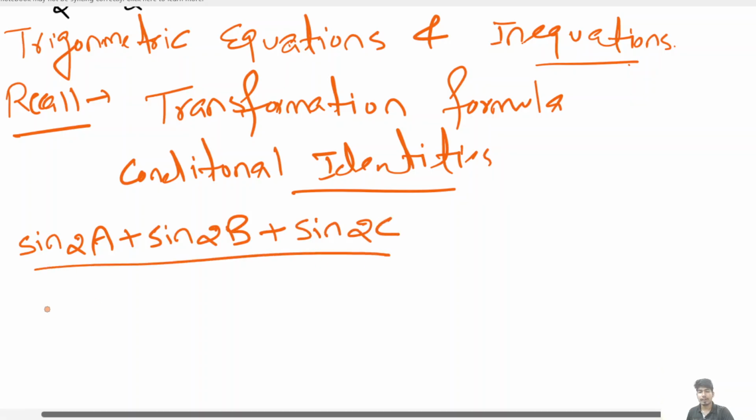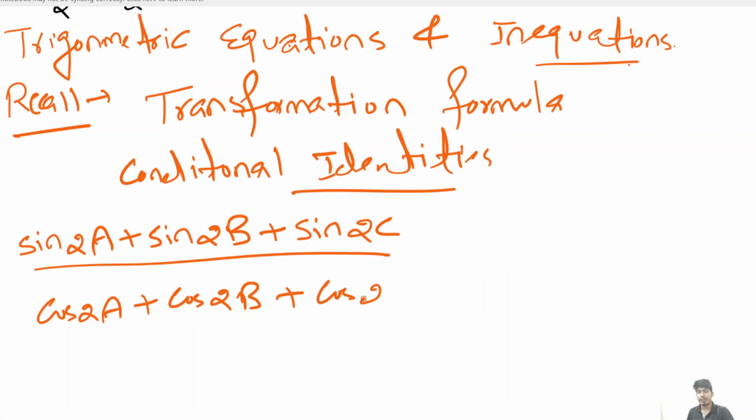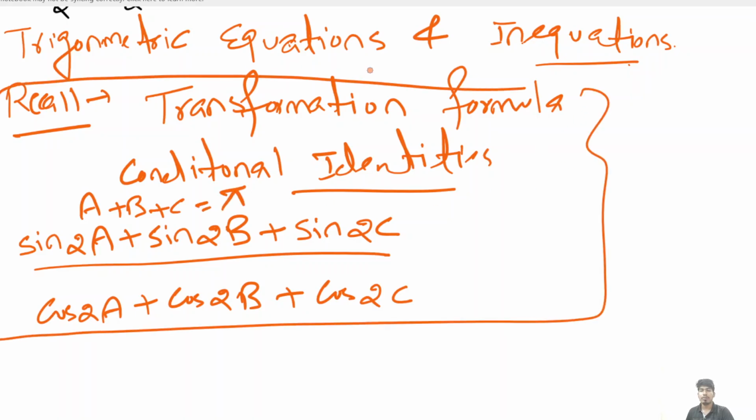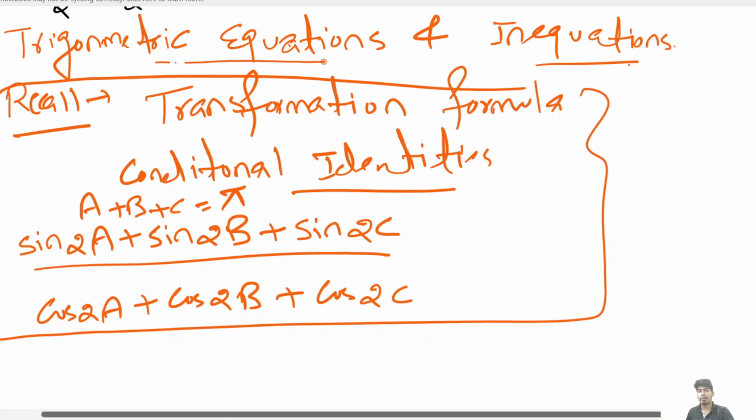Okay, this identity: cos 2a plus cos 2b plus cos 2c. And what is their condition? The condition is a plus b plus c is pi. So we did this last class. Now in this class we learn about trigonometric equations and inequations.